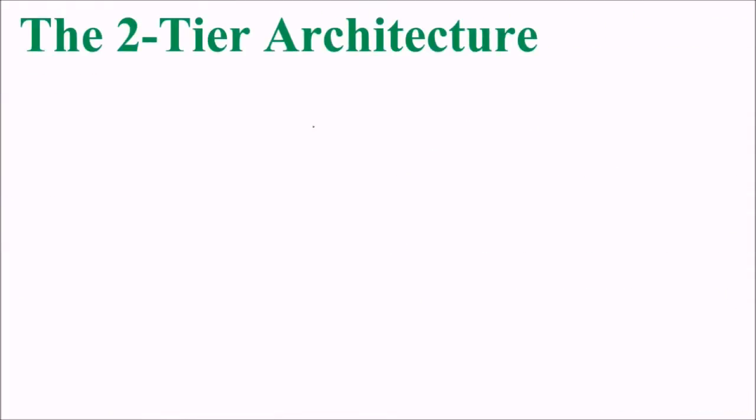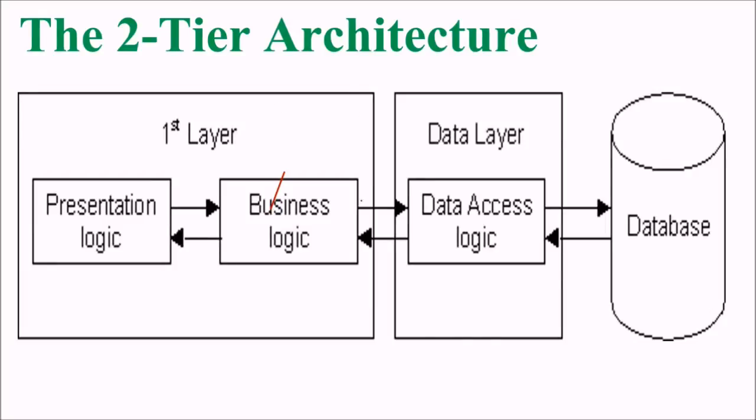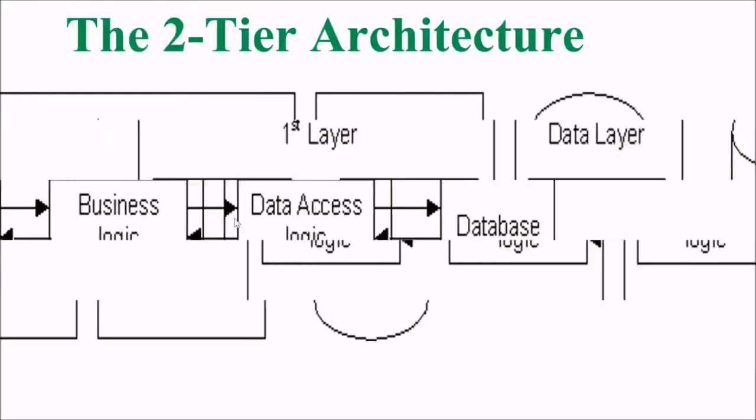Then we come to the two-tier architecture. Now see, the boxes are actually the tiers. We have the first layer, which is carrying the presentation logic as well as the business logic. Then we have another layer, the second layer, which is our data layer. Here we have a data access logic that interacts with the database. So two separate layers are there: the presentation logic plus the business logic, and then the data access logic.